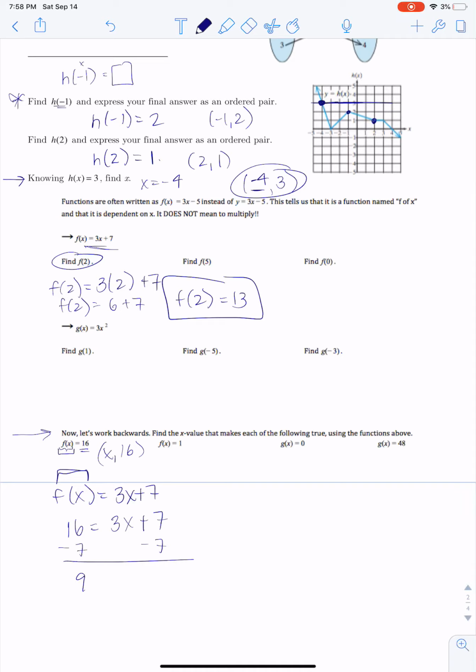So 9 is equal to 3x, divide both sides by 3, and here I get that x is equal to 3. So I know that f of 3 is equal to 16 for this specific equation. Awesome.